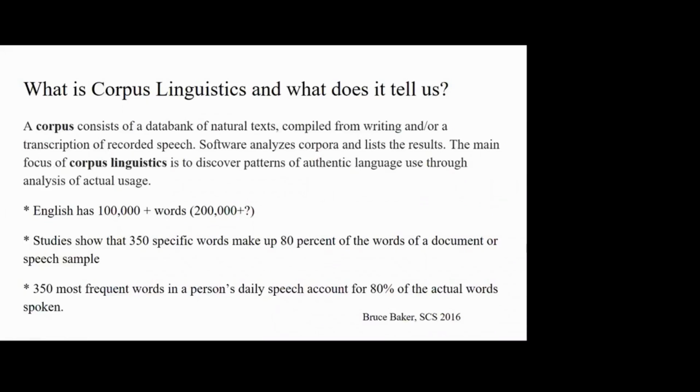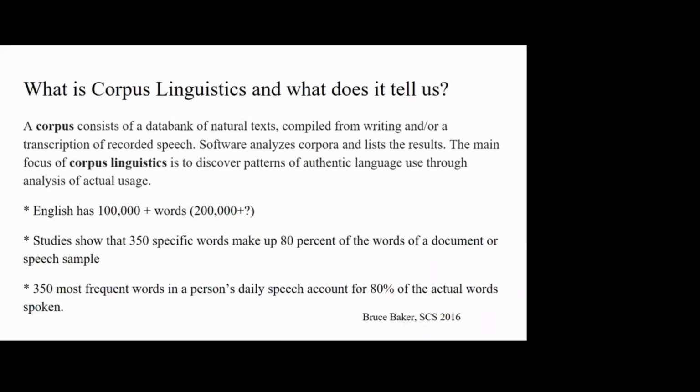So I had the pleasure of going to the Semantic Compaction conference that they host every month and learned about core in this way, and it was really formative for me. So I'm going to share with you a few of Bruce Baker's slides around corpus linguistics and what it tells us. So a corpus consists of a data bank of natural texts compiled from writing or a transcription of recorded speech. So the software analyzes the corpora and lists the results. And the main focus of corpus linguistics is to discover patterns of authentic language through analysis of actual use. So essentially, a corpus is a group of words that has been stored, either spoken text, natural text, written, anything. And linguistics takes a look at that vocabulary and tries to find the patterns, right?